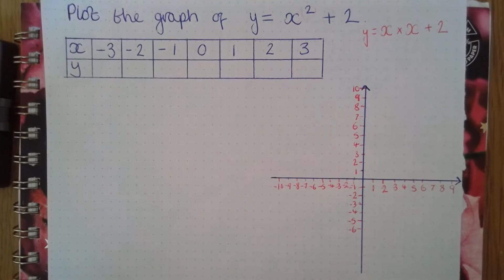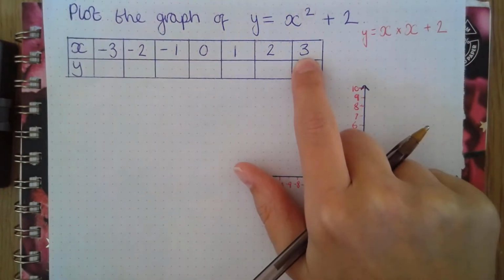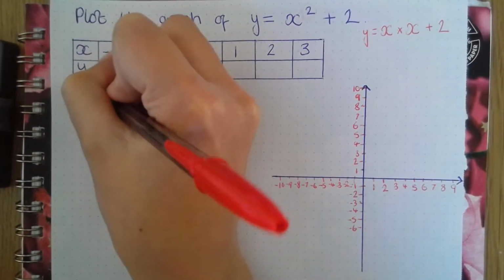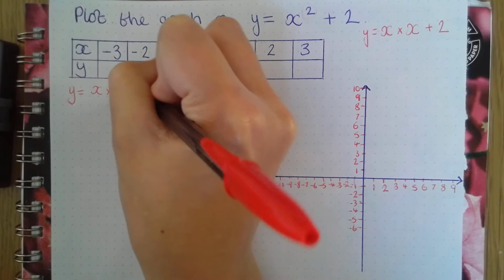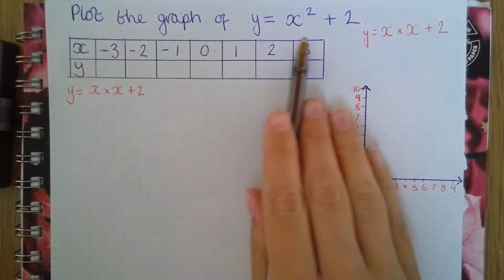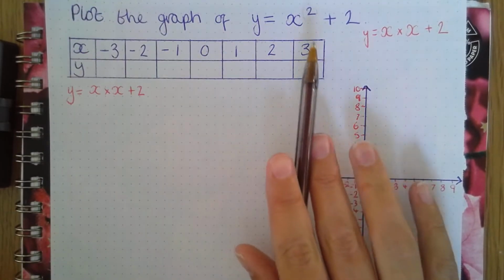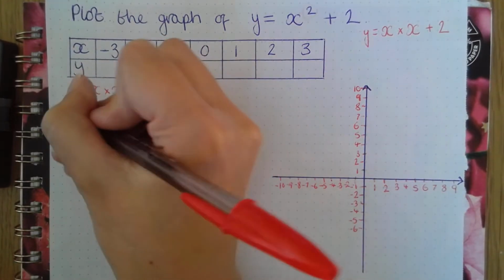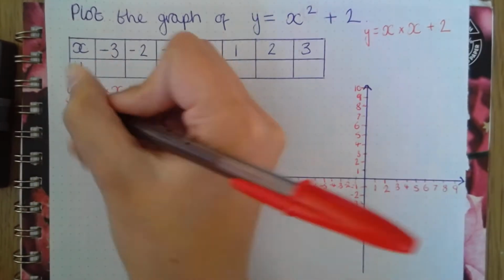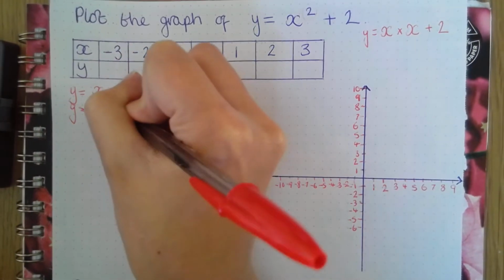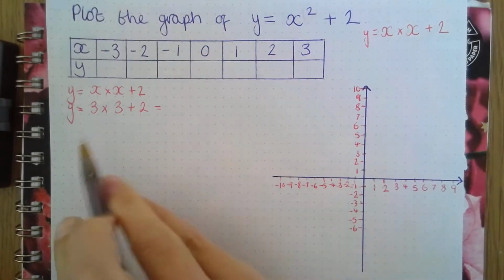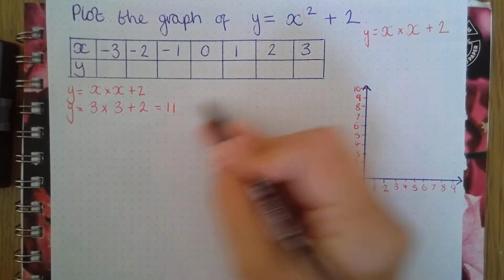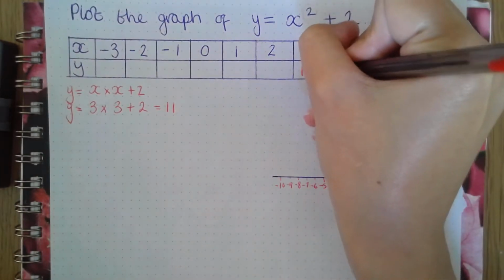That's what that means. Okay, so we're going to start with 3, when x is equal to 3. So we've got y equals x times x plus 2, but x is equal to 3. Remember, we start this side because it's positive, so it's easier. So instead of x times x plus 2, we've got 3 times 3 plus 2. Well, 3 times 3 is 9, plus 2 is 11. So 11 goes in this box here.